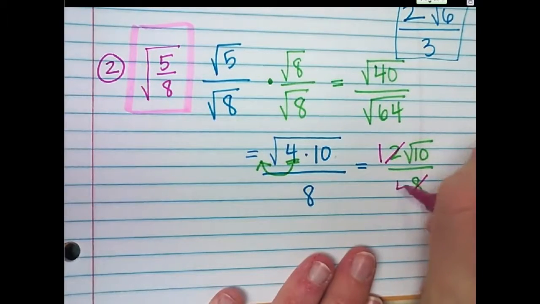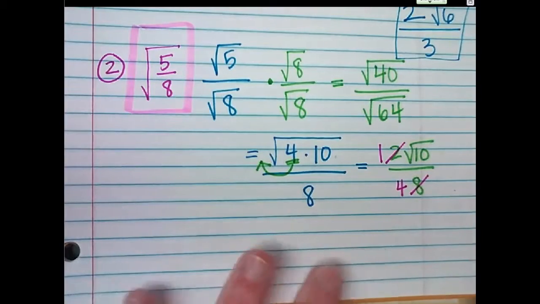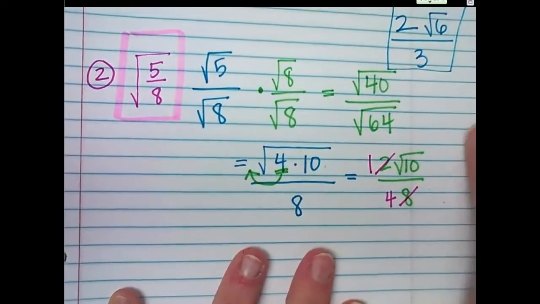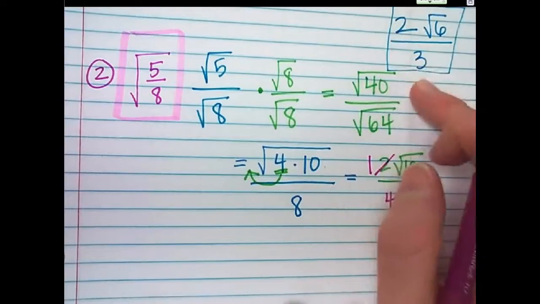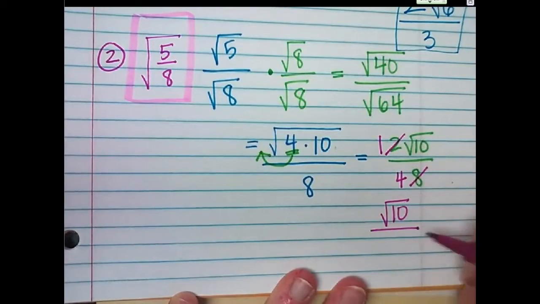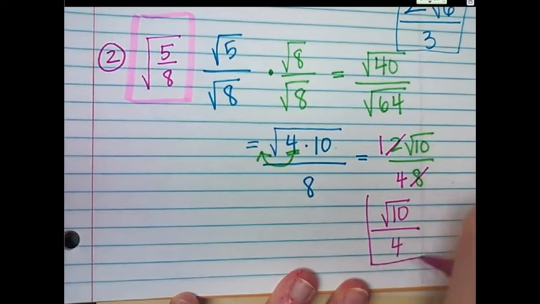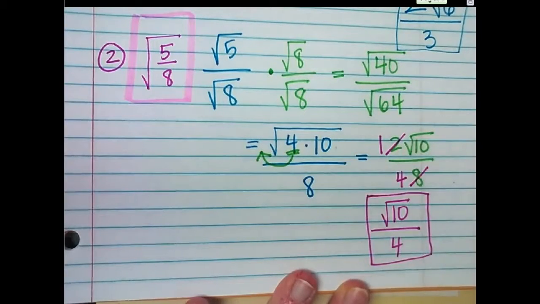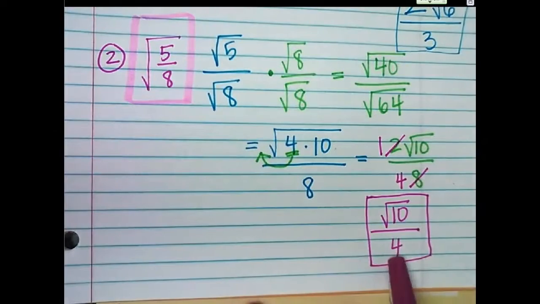Then what about the 10 and the 8? It's inside the radical, so you can't. So if it's in front of the radical and I can reduce it with the denominator, then I do. So my answer, square root 10 over 4. And that's it. And you can still check these in your calculator. Put the original in and then put this in.